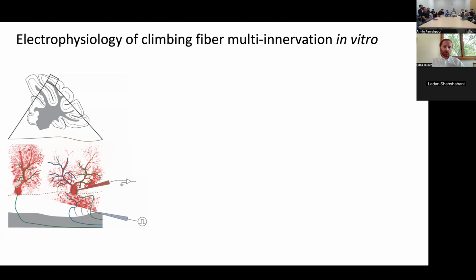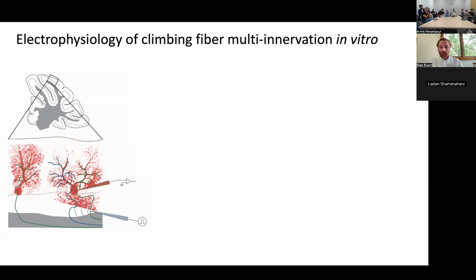So what I would do, I would get an acute cerebellar slice, and I would perform whole cell patch clamp so I could record currents and hold the cell at various potentials. And then I would stimulate climbing fibers as they ascend through the granule cell layer subadjacent to the Purkinje cell.